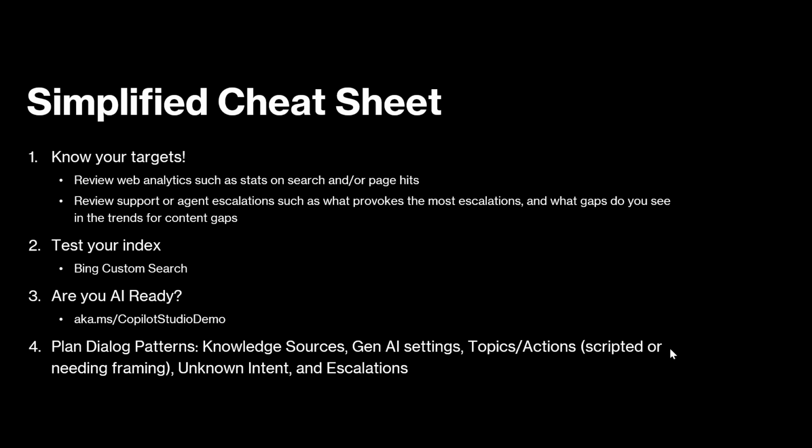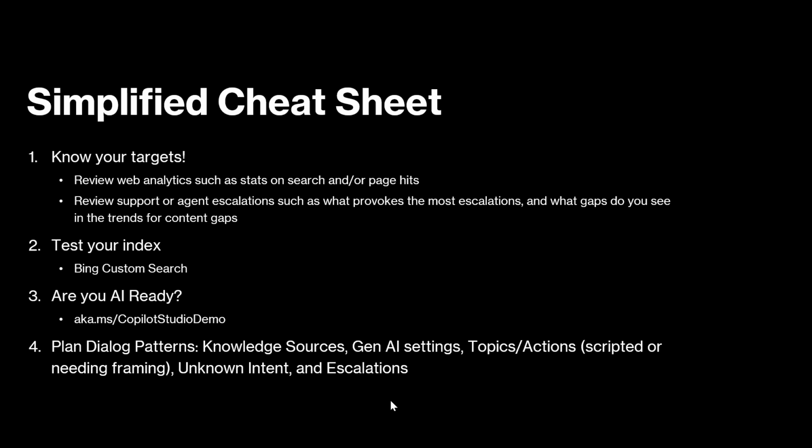And then finally, once you have all that information in your head, guess what? You're ready to plan your dialogue patterns. You will know what knowledge sources you need. You will know what your Gen AI settings are and where they fit in. You will know if you need topics that are custom or actions for transactions. You'll know where you can just let it go. The rest of that, you can just let it go to Gen AI directly, and you'll have confidence because you have tested some of those things that they will work fine.